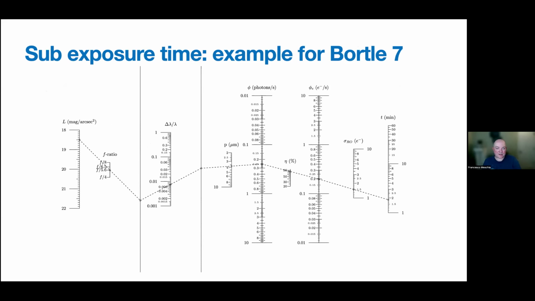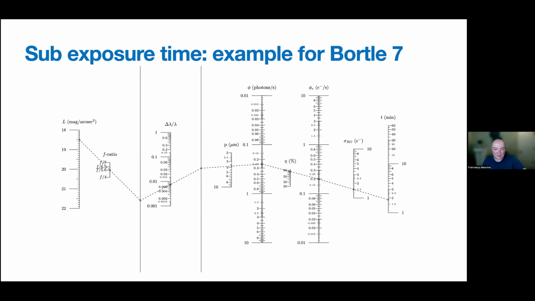So you start, this is an example for Bortle 7. So you start plotting a line that goes from the point that corresponds to the radiance of your sky in magnitudes per square arc second. Now, I am on Bortle 7, and my sky is typically, when I measure it with my SQM, I read 18.5 magnitudes per square arc second. So my line goes from this point, goes through the point that corresponds to the F ratio of my telescope.